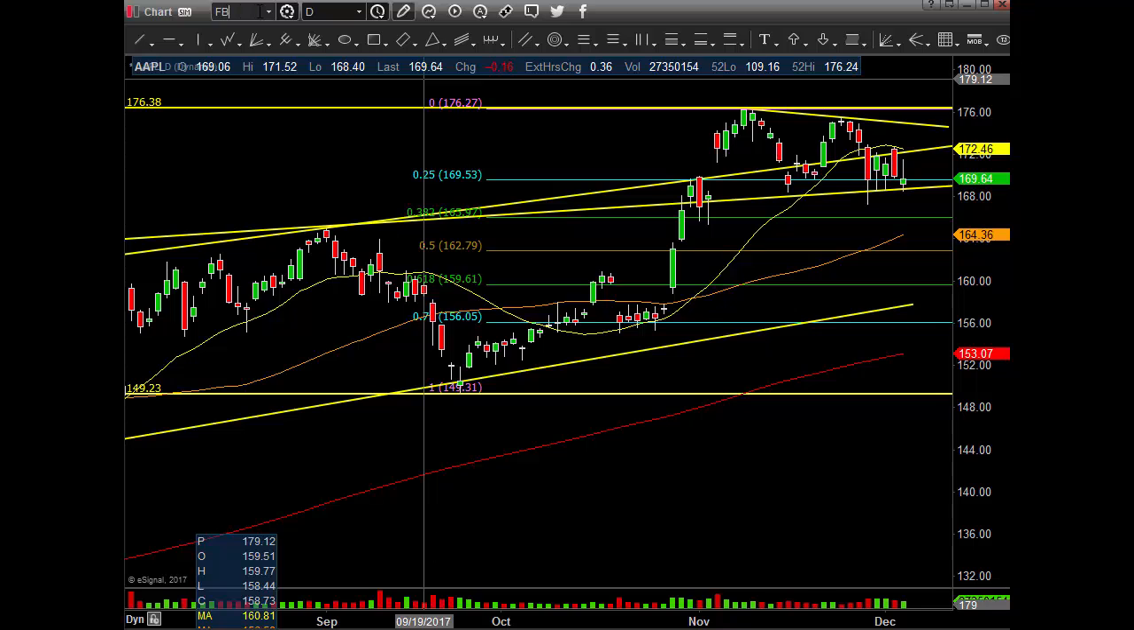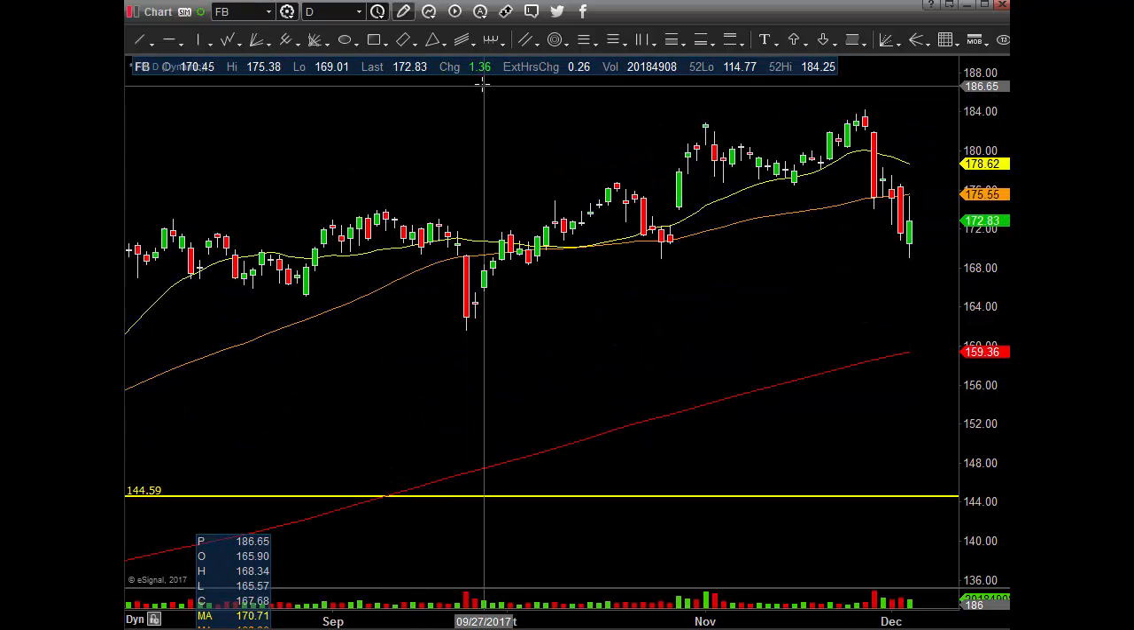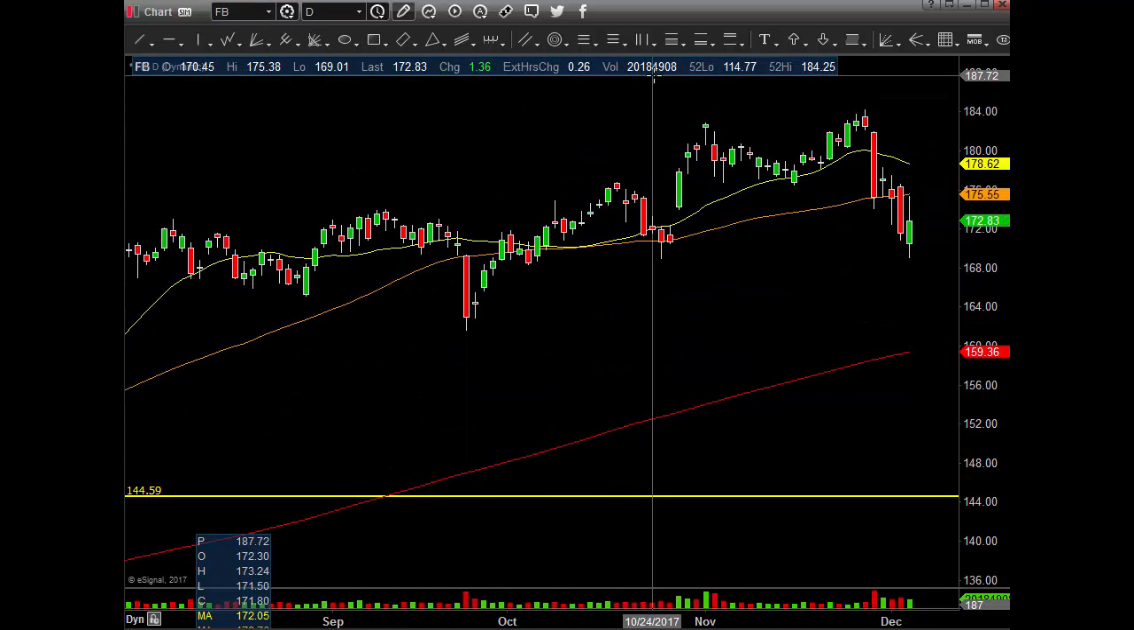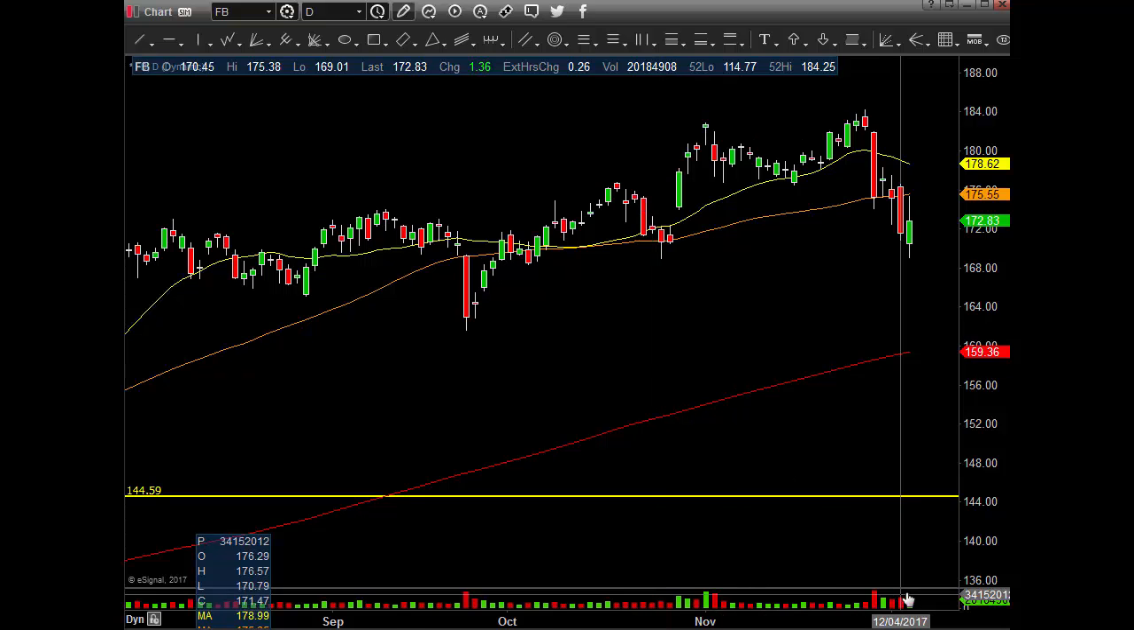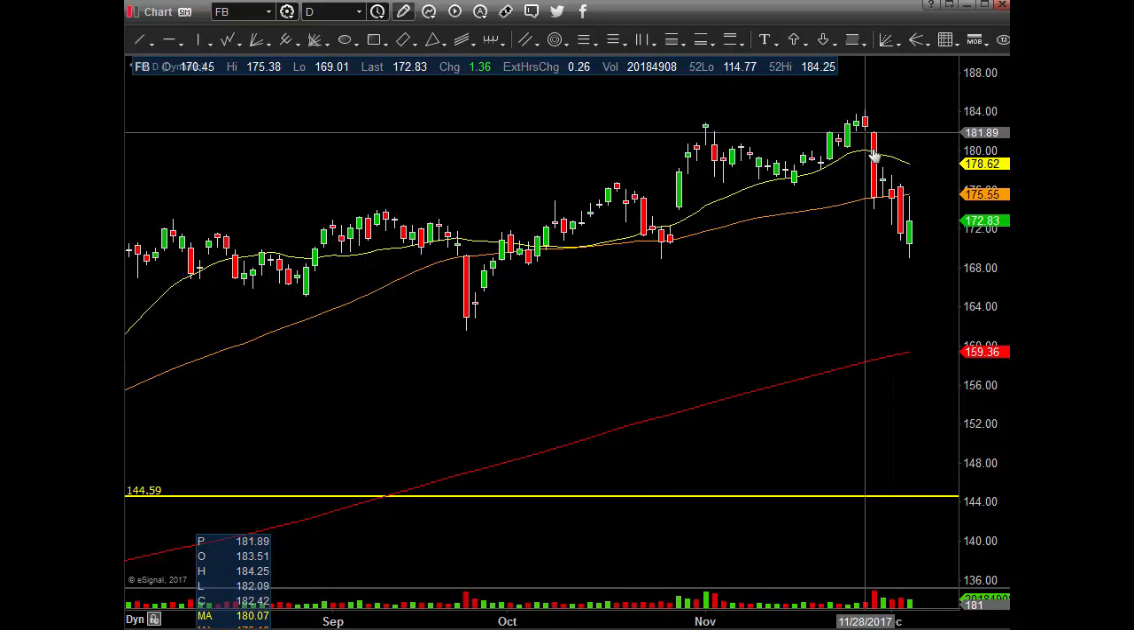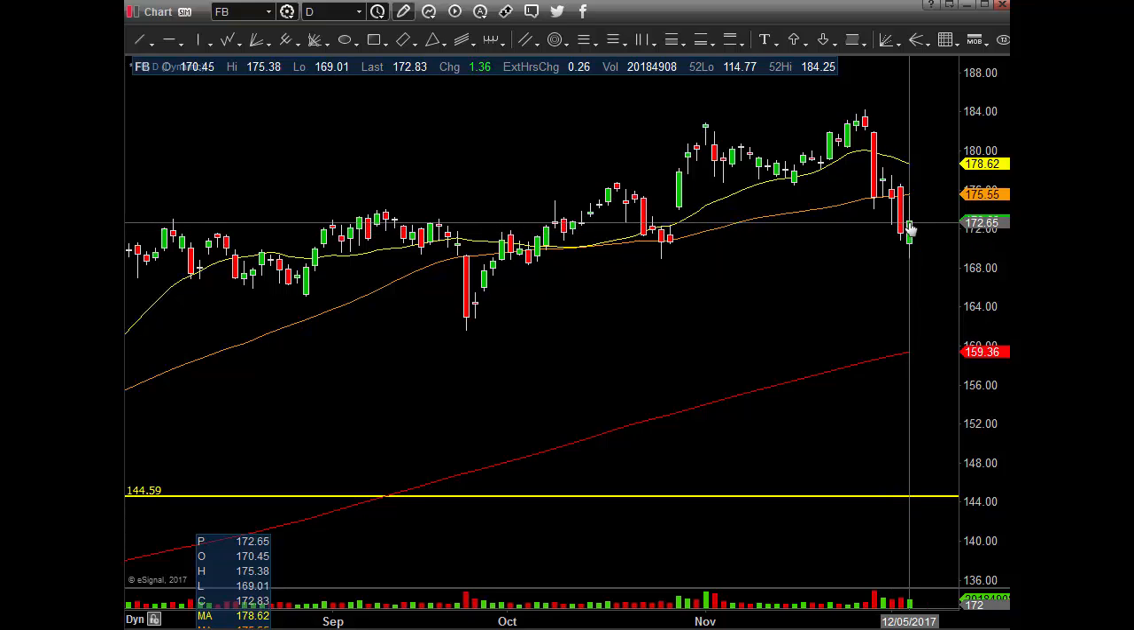Let's go into Facebook. So Facebook, $1.36 up. Volume was 20 million. So the volume's been pretty good in the last 5 days, but it's been on selling. Today, they're trying to hold this one up. So a little more volume came in. Markets had 77 million on the SPY, so the volume wasn't bad.